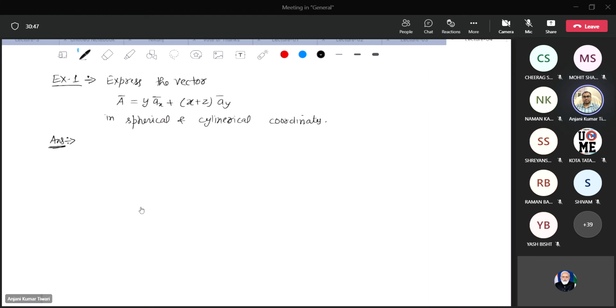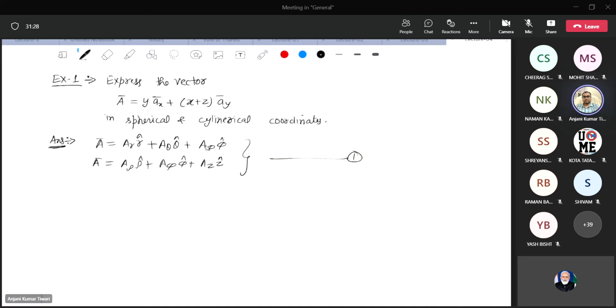Okay. So one thing that we can do immediately: what do we want? We want to express this vector A in the spherical coordinate. In the spherical coordinate, the vector will look like some component Ar r cap plus A theta theta cap plus A phi phi cap, right? And in the cylindrical coordinate, this will look like A rho rho cap plus A phi phi cap plus Az z cap, right? This is how the vector will look.